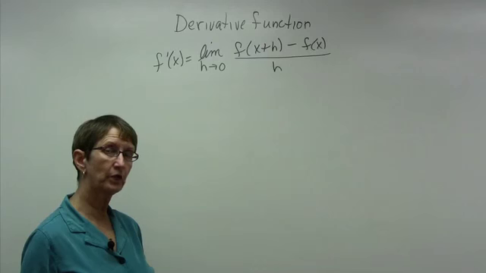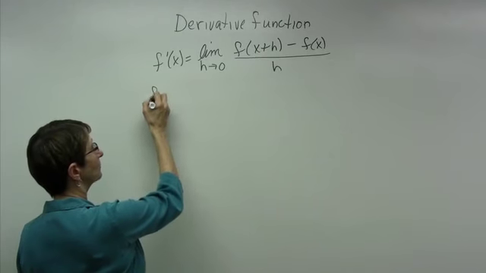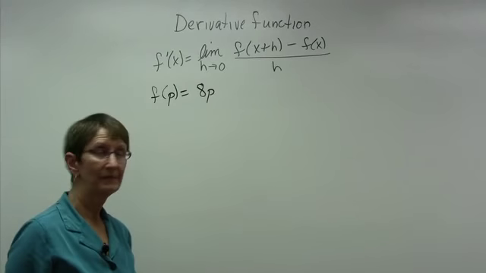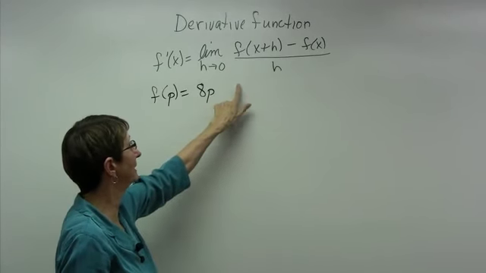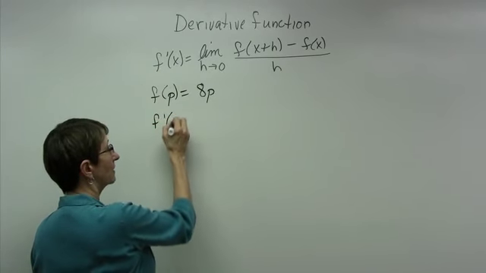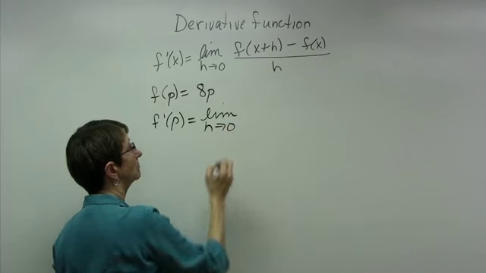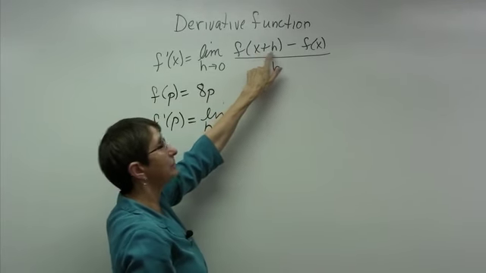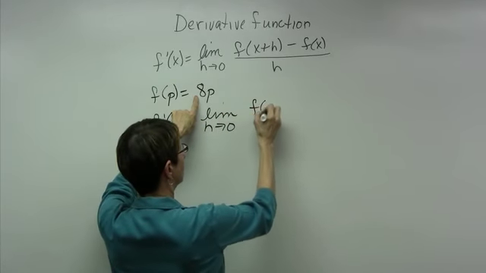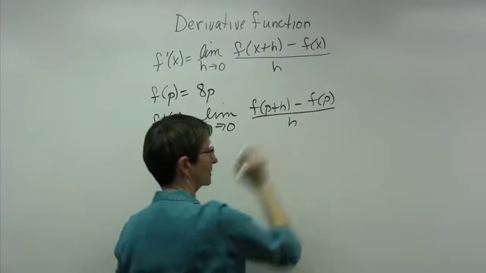Now let's take a linear function and use the definition of derivative on it. I'm going to use some different letters. Suppose f of p is equal to 8p. Now this is linear because if I had plus b, it's just b is equal to 0. So let's find f prime of p. Limit as h approaches 0. My f of x plus h would now be f of p plus h minus f of p divided by h.